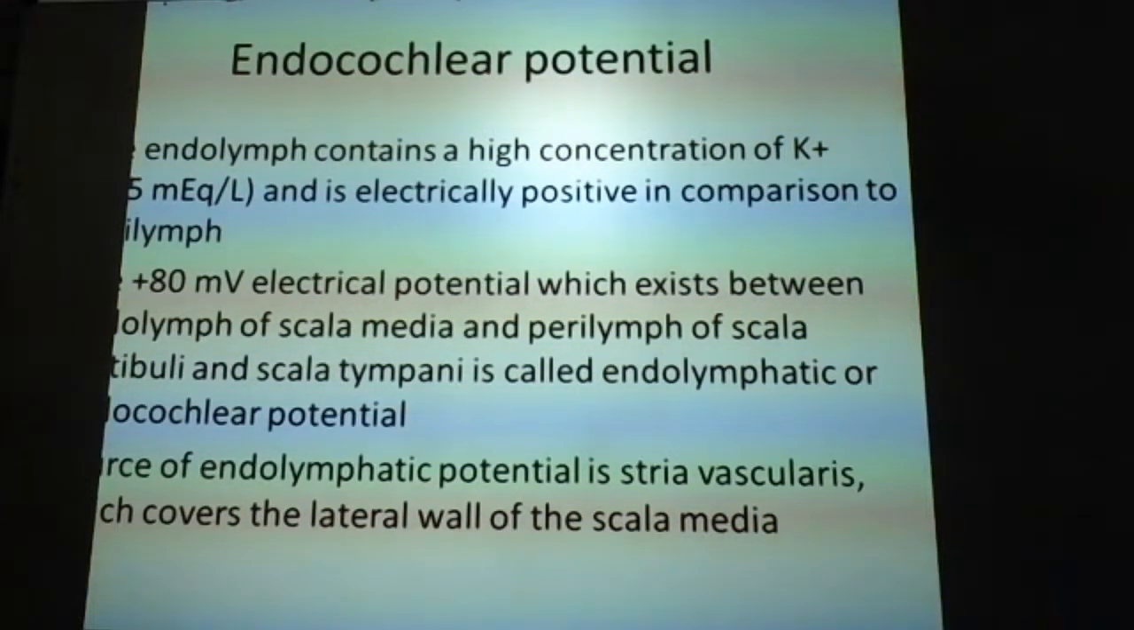The plus 80 millivolts of electrical potential that exists between the endolymph of the scala media and the perilymph of the scala vestibuli and tympani is called the endolymphatic or endocochlear potential. That is the potential difference between the endolymph of scala media and the perilymph of scala vestibuli and scala tympani. The source of this potential is the stria vascularis, which covers the scala media.